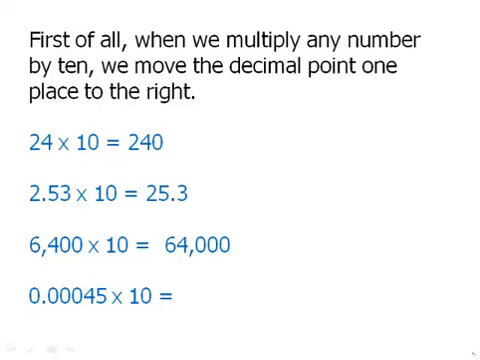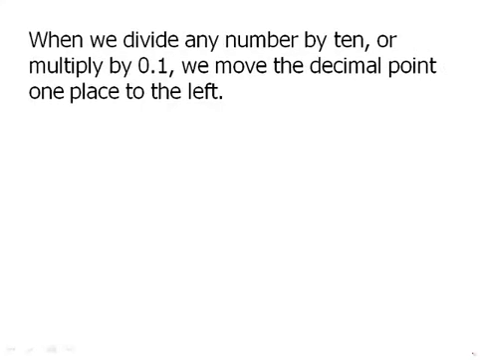And 0.00045. That would be 45 hundred-thousandths. That has 3 placeholding zeros. When I multiply by 10, the decimal point moves 1 place to the right, and so I wind up with 2 placeholding zeros. When we divide any number by 10, or multiply by 0.1, we move the decimal point 1 place to the left.